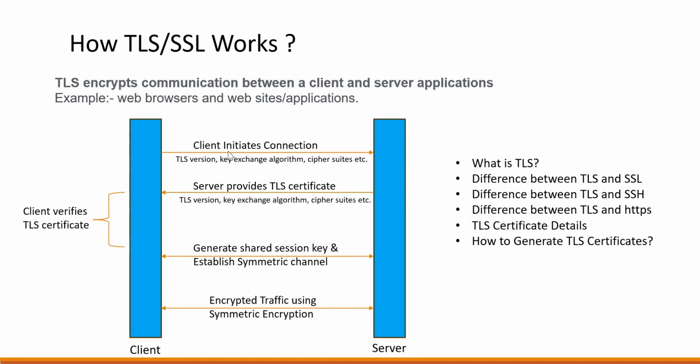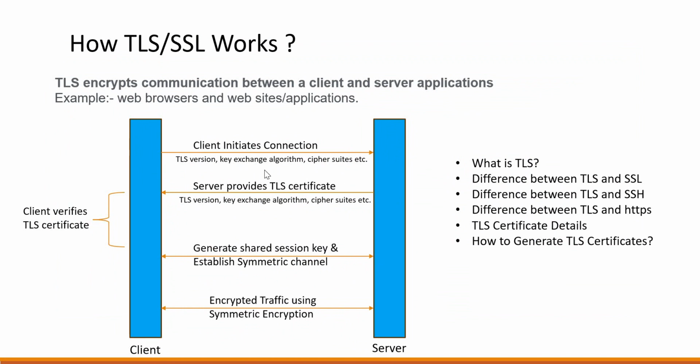In the first step, the client initiates the connection to the server application. While initiating the connection, it provides the version of TLS that the client uses, the key exchange algorithm being used by the client, and the cipher suites being used by the client. This key exchange algorithm will be used to exchange the keys between the client and server applications. We have different key exchange algorithms like RSA, Diffie-Hellman, and so on. Here the cipher suites are combinations of different algorithms which use the key exchange algorithm and other encryption algorithms to have secure communication between the client and server applications.